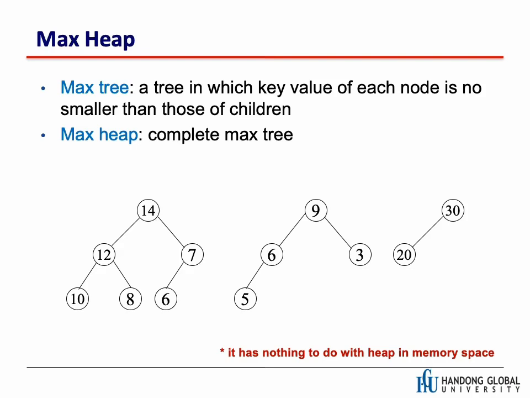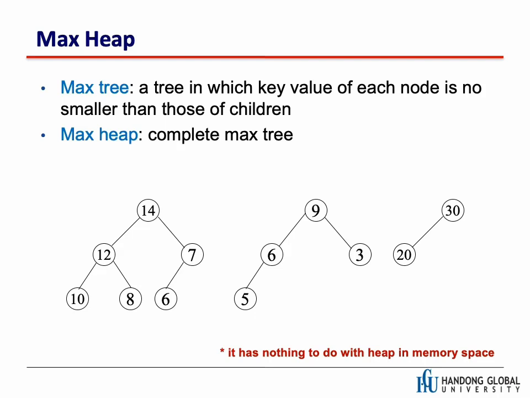For example, in this figure, 14 is larger than 12 and 7, and 12 is larger than 10 and 8. 7 is larger than 6. So the parent node is larger than its children. That's max tree, which means the root node is the maximum number, right? Because root node is larger than the children, and these two children are larger than their children, etc. So root node is the maximum number.